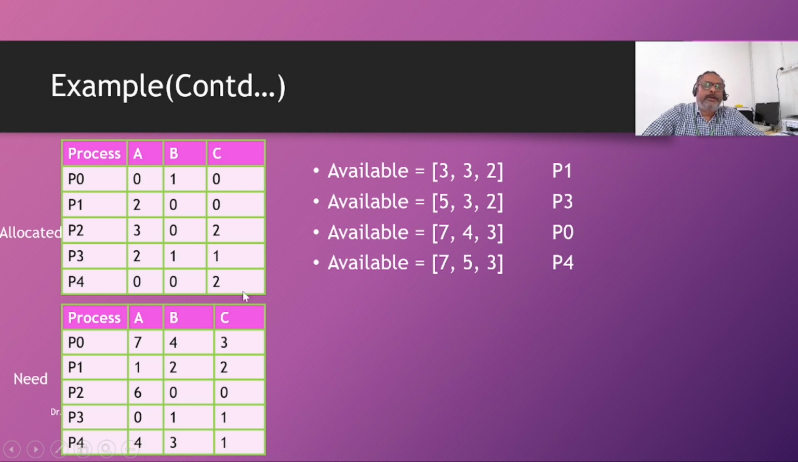If P4 is taken, then 2 instances of C get released after that, and this 2 gets added to C, so it becomes 5. Now I can take P2, so the requirement is 6 1 1, so 6 0 0, and we have 7 here, so P2 can be comfortably solved. Therefore, what we have seen here is a sequence P1, P3, P0, P4, P2.